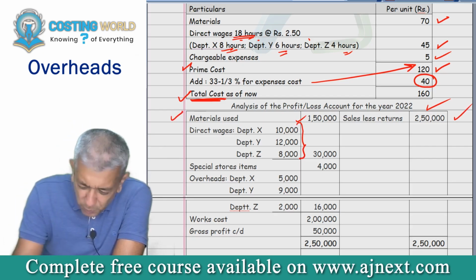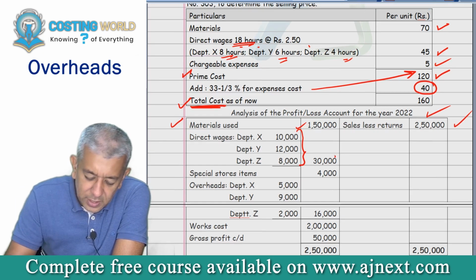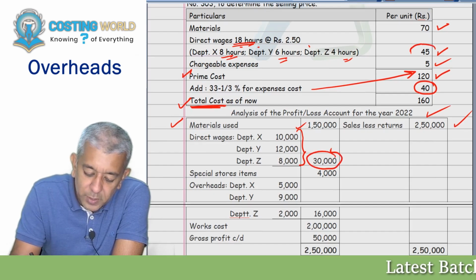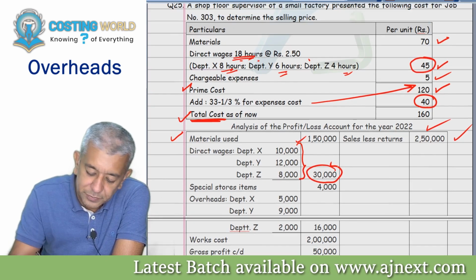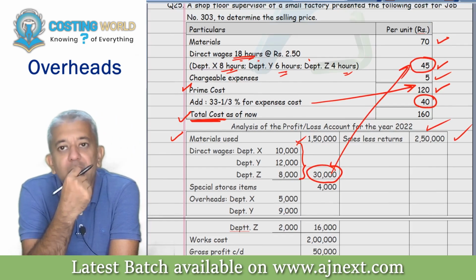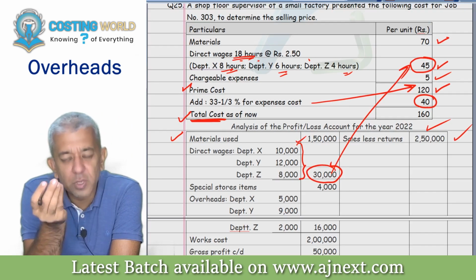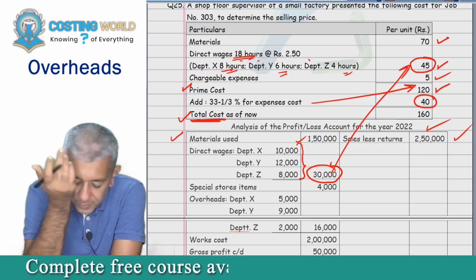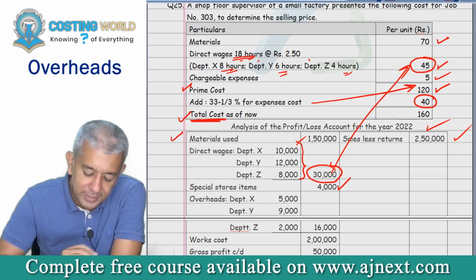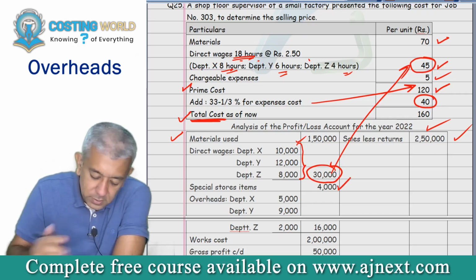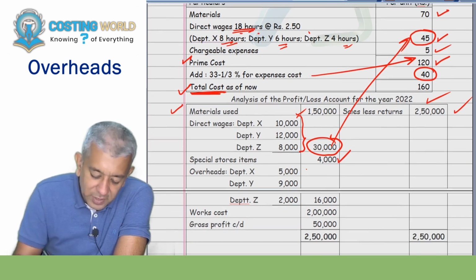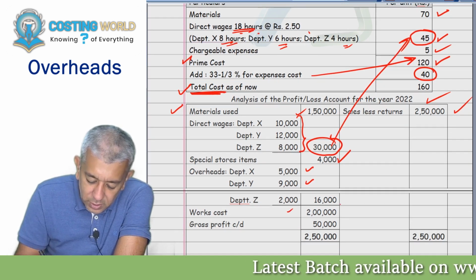Now just asking a stupid question. I do understand that this total does not match with this particular total. Beta, why? Because that is for the whole company and that is for one job. That is only for one particular job. So obviously it will not be matching. Special stores item 4,000. Overheads 5,000, 9,000, 2,000. This thing.